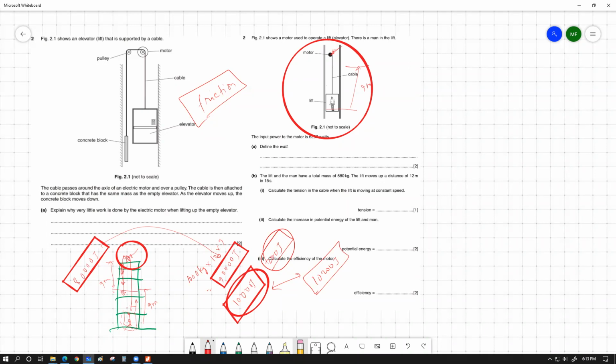Sir, yes. In the first diagram, you said something about the reduction of electrical energy. Can you explain that again?